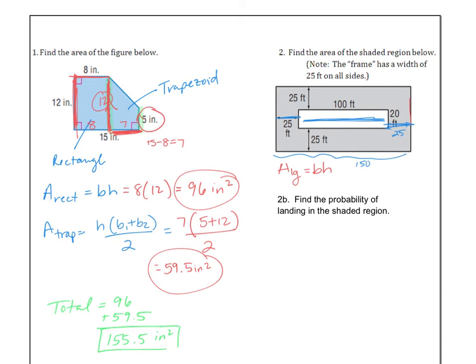Now let's think about the height. So again, let me just grab a different color here. I'll grab green. So this is 25, this is 20, and this is 25. So think about what's 25 plus 20 plus 25. I think this whole distance is 70. So if I want the area of the large rectangle, it's going to be 150 times 70. So the large one is 10,500. Now I'm going to find the area of the small rectangle. The area of the small rectangle is going to be 100 times 20.